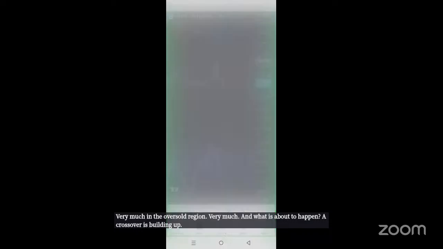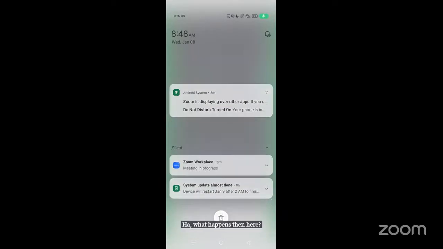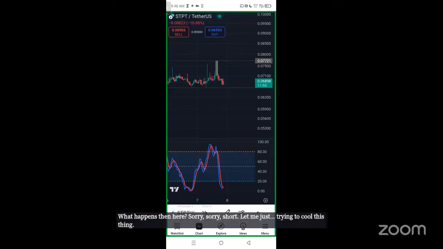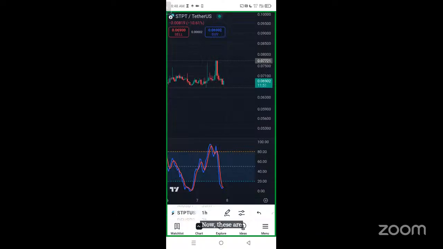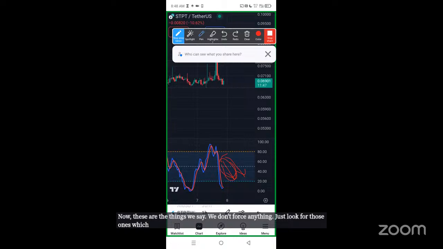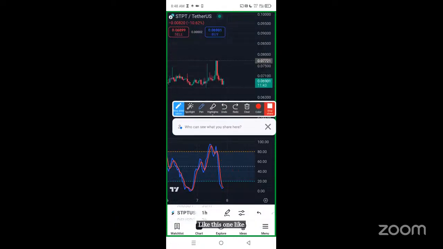What happens then here? Sorry. Let me just try to pull this thing. Now, these are the things we say. You don't force anything. Just look for those ones which will not stress your mind, like this one. Like this one is a good one. What is about to happen here? A crossover is building up. A very beautiful crossover after a long downward movement.